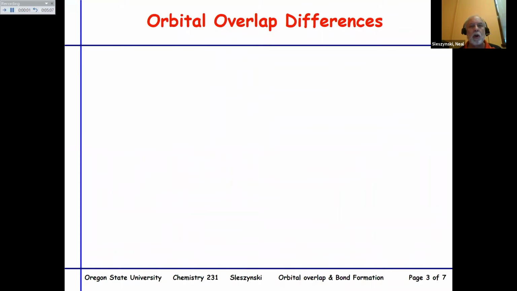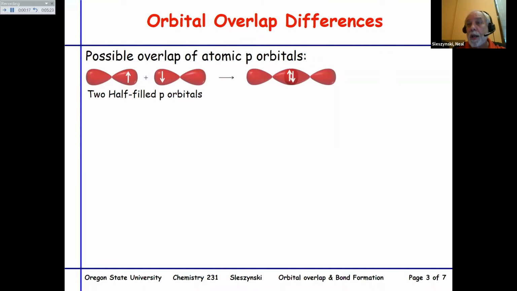Well, let's take a look at how the overlap of atomic orbitals will end up giving us stabilization and forming molecular orbitals. Let's consider the overlap now not of s orbitals, but of p orbitals. P orbitals classically are drawn as some sort of dumbbell shape, where we have a probability of finding electrons on either side of the nucleus.